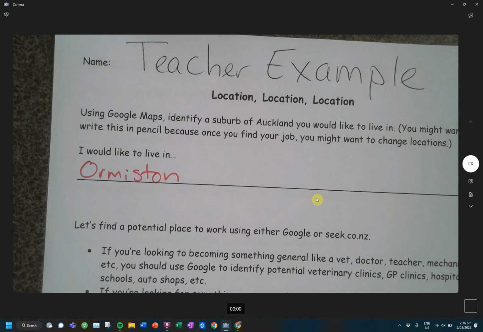All right. For me, my place of work is going to be Edgewater College. Good choice. Would you stay here? Yeah, I'll still work here. What suburb are we in? East Auckland. More specific. Pakuranga. There we go.